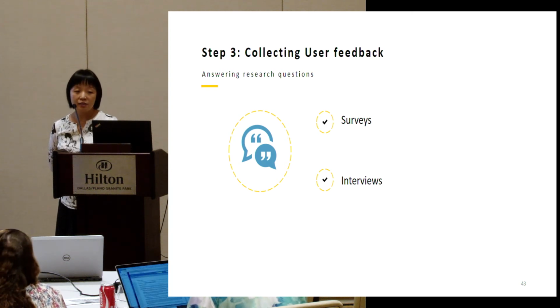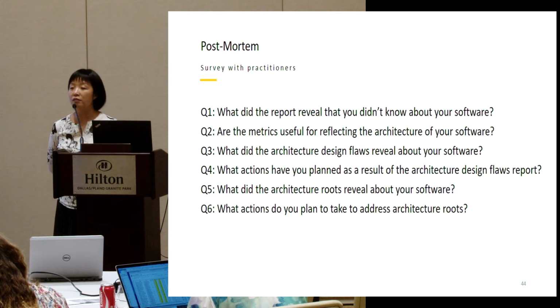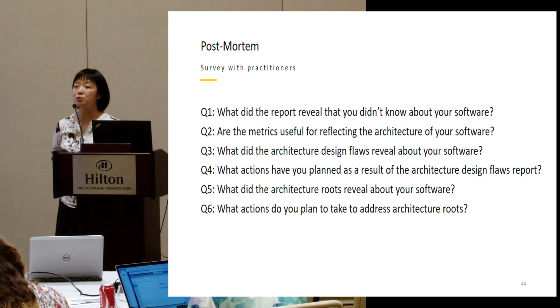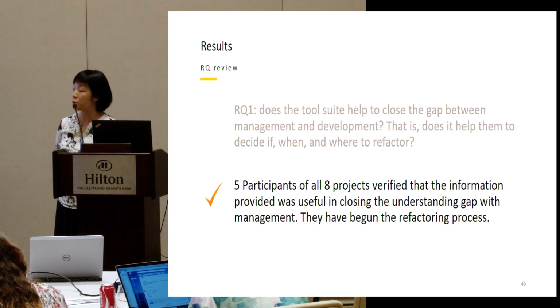So the rest is straightforward and tedious. We gave them a survey and asked them these questions. Do the metrics make sense? Do they reflect your understanding of the system? Do the flaws really tell you what's wrong with the system? Is the architecture root meaningful for the development team? And yes, we got positive answers for all of them, and all 8 projects verified that the information provided is closing the understanding gap with the management.